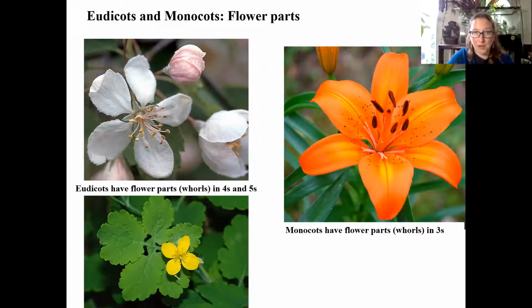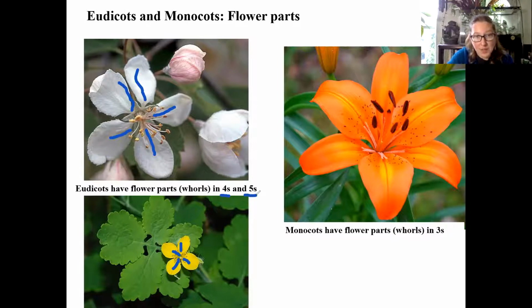What do I mean by that? I'll show you. Let me use blue. On the top here is an example of a flower, and this flower has 5 petals, right? 1, 2, 3, 4, 5 petals. This one on the bottom has 4 petals, right? 4 petals. Hence the 4s and 5s.